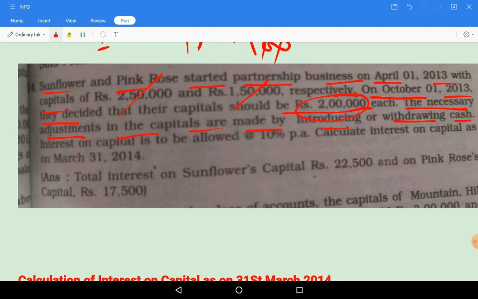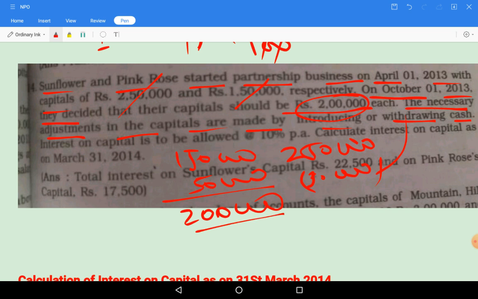Okay, अगर ज़्यादा है तो अब एक का 2,50,000 है तो 2 लाख अपने को कितना रहना है? 2 लाख रहना है. तो कितना कम करना? 50,000 ज़्यादा जो है वो निकाल लो, विथड्रॉ. और एक का कितना है? 1,50,000 है, लेकिन अपने को कितना चाहिए? हाउ मच वी रिक्वायर? 50,000 additional to get total 2 lakhs capital. So additional capital introduce हो जाएगा.